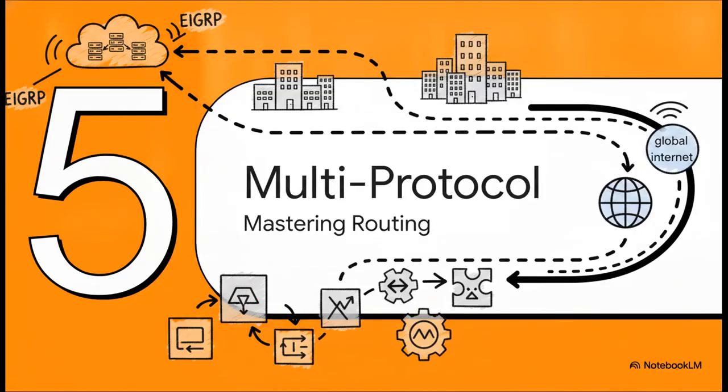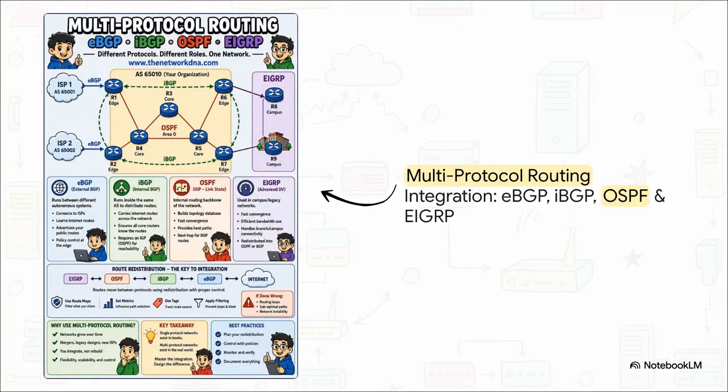Finally, let's look at Section 5, Mastering Multi-Protocol Routing. So our campus is humming along perfectly with EIGRP, but real-world networks are almost never homogeneous. To connect to newly acquired branch offices or to route traffic out to the global internet, one protocol simply isn't enough. We have to speak multiple routing languages at the exact same time.